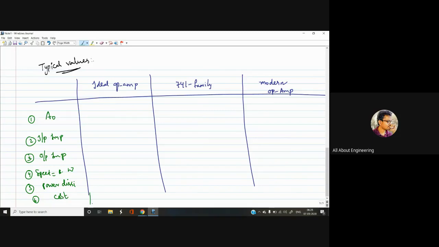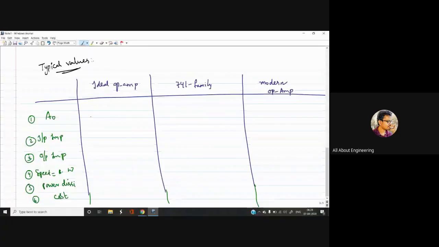So these are the important things that we have to see in each and every device, right? Because these are the things that mostly matter. So the A naught for the ideal op amp is the open loop gain, which is infinite. The input impedance is also infinite.